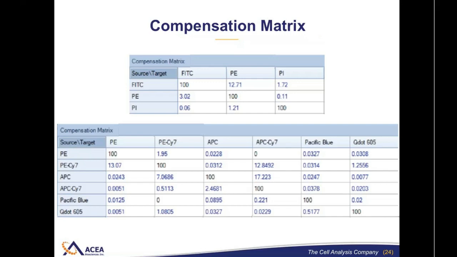Here are two different compensation matrix examples, one with only 3 fluorochromes and one with 6. However, I'm sure you can imagine just how complex things might get when using 12 or 15 or even more fluorochromes.